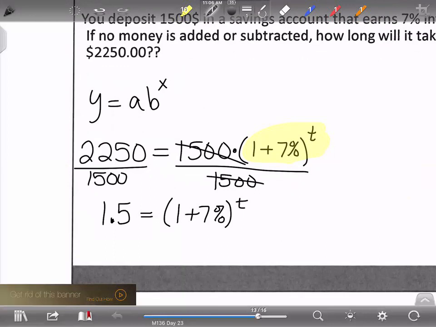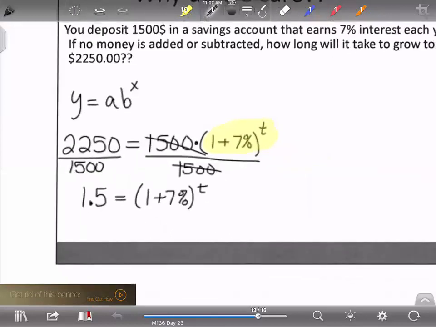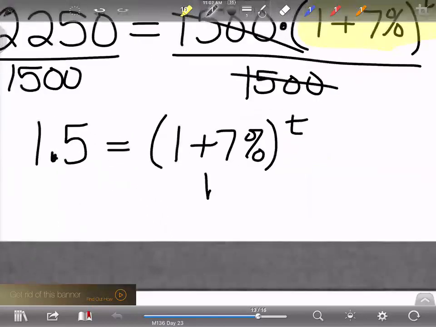That's going to give me 1.5 when I take 2,250 and divide it by 1,500. And then on the right side, the 1,500s cancel, leaving us with 1 plus 7% all to the t power. Once I get here, there's no way I can get that t out of the exponent without using logarithms. So I'm going to label this b, this x, and this y.